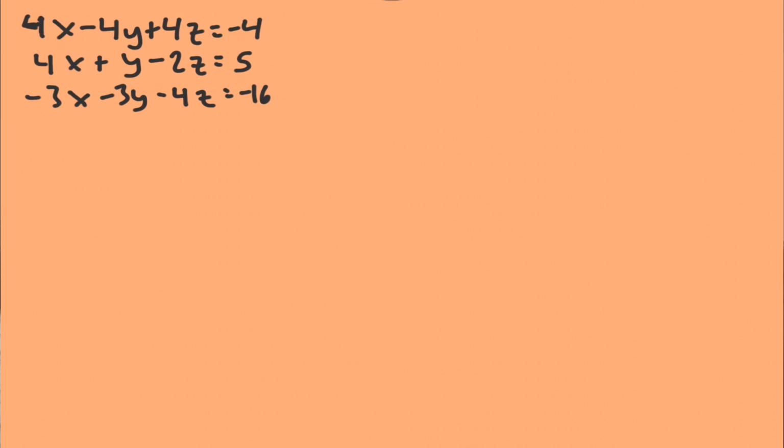So we want to start by eliminating one variable twice in a row. Looking at the x's, it'd be easy to use the first and the second equation. We just have to multiply one of those equations by -1. But then in the second step, it might be a little bit harder.